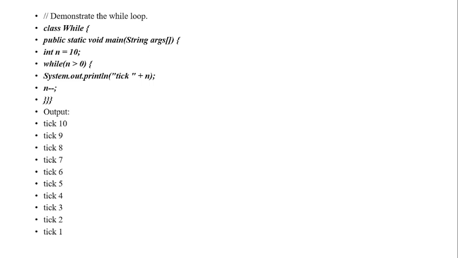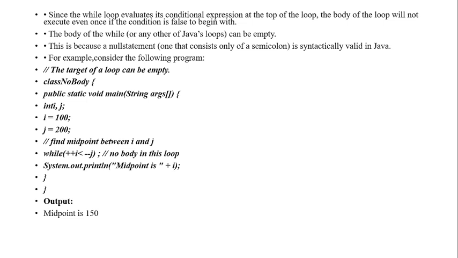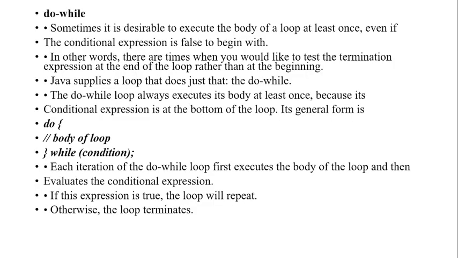And when n is equal to 0, 0 is greater than 0, the statement becomes false and automatically it will come out of the loop. So this is how the while statement is going to work here, right? So this is another example, for the do while loop, and you can see how the do while loop is working, right?